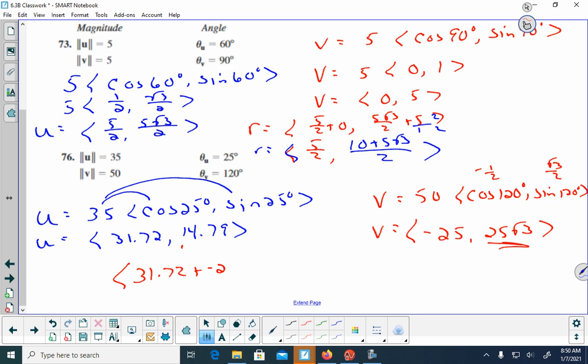So when I convert, I'm going to do 31.72 plus that negative 25. My y part is 14.79 plus the converted decimal. And when I do that, I get 6.72 and 58.09. I'm going to have you round everything to two decimals unless otherwise stated. It's just easier.